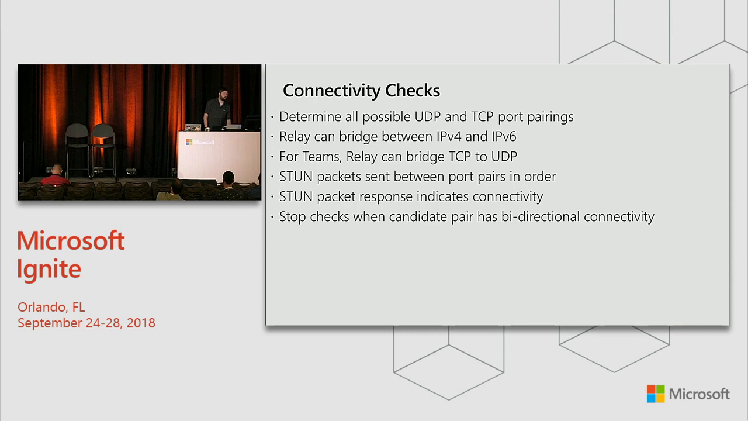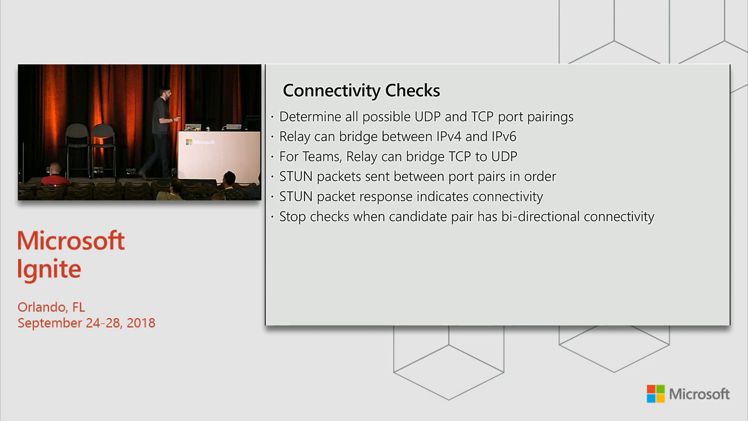The STUN packets are sent between the port pairs in order to ensure that it's always the same order of checks. So we do internal, we do external UDP, external TCP. The packet response indicates the connectivity. That's how we find out, using STUN, if we can connect to the port, because UDP is connectionless, so we need a back and forth reply to at least know if we can connect.